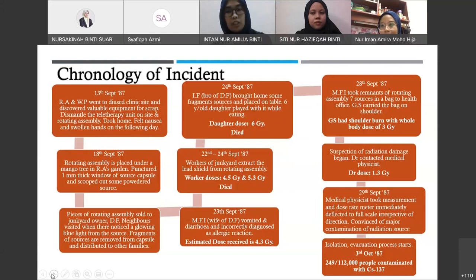So the suspicion of radiation damage began and the doctor contacted medical physicists. On 29th of September, medical physicists took measurements and the dose transmitter immediately deflected to full scale, irrespective of direction. So he was convinced that there was a major contamination by a radiation source. So they started the isolation and evacuation process on the 29th of September. And to conclude, by 3rd of October, there were 249 people contaminated out of the 112,000 people screened for contamination.